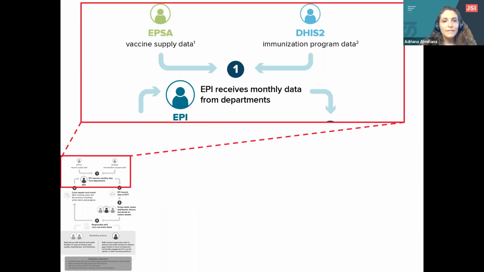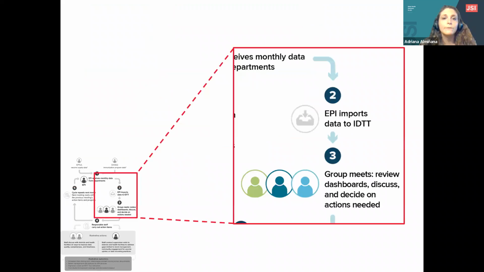Great. So if we zoom into the first piece of this monthly process, essentially every month at that regional level, vaccine supply data from the Imbrana system and immunization program data from DHIS2 were sent to the EPI staff person at that regional level. So for this particular activity, we had the EPI staff leading and facilitating the whole process. So first, they would receive the monthly data from the different departments. Then next, the EPI staff would import that data into an Excel tool that we had developed to be able to merge the data together and to help facilitate the analysis.